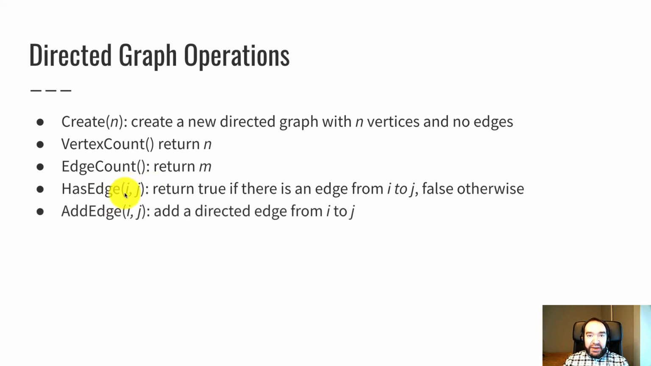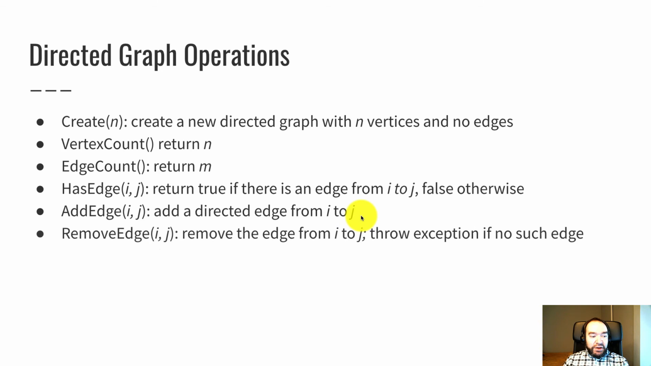Add edge is the way that we add an edge to the graph. Add edge i j takes two vertex indices and adds a directed edge from i to j. Remove edge i j is how you can remove an edge. So it removes the edge from i to j, and this is intended to be called when you know there is an edge there, so it throws an exception if there is no such edge.